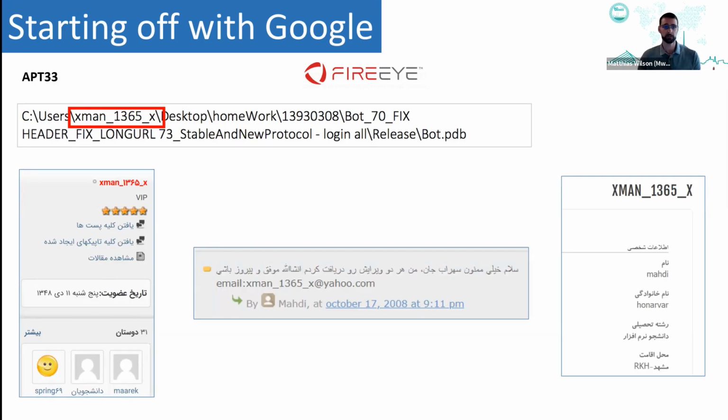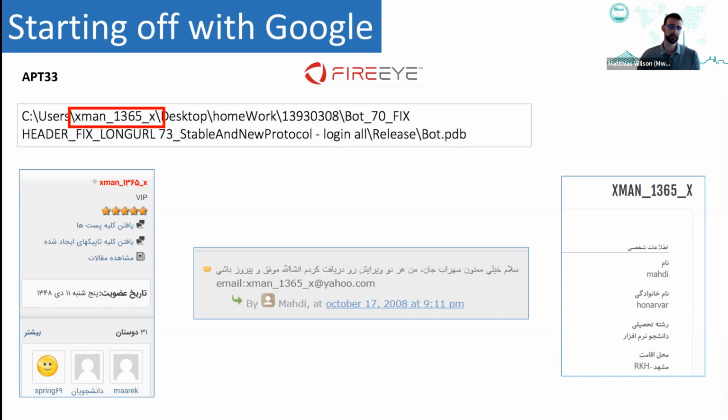So if we look to the right, basic Googling, nothing fancy here. We see an account, xman1365x. It leads to an Iranian site. By the way, very interesting, 1365 is the Iranian year for, I think, 1980 or 1981. So again, a hint that there might be an Iranian behind this, and we find a profile with a real name, Mahdi Honarvar. And we could also get the birth date out of there and things like that. So fairly easy to use.